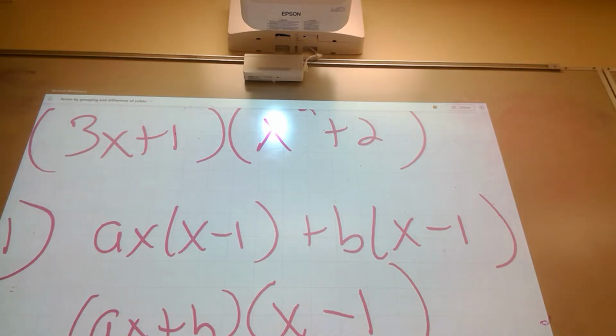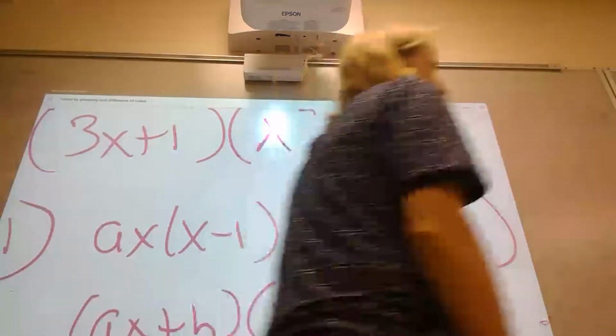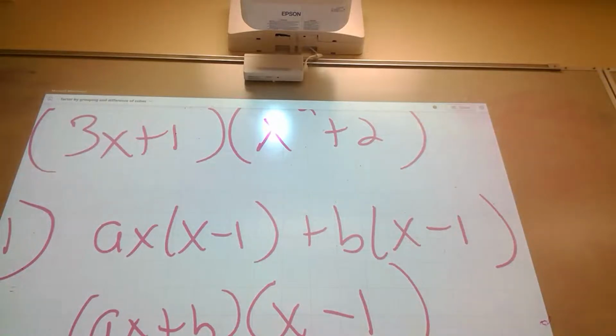Six w cubed plus 4w squared. They have a 2 in common. Good. And what's going to be that? 3w plus 2. We'll have a 2w squared. Okay, now we go to the next two.